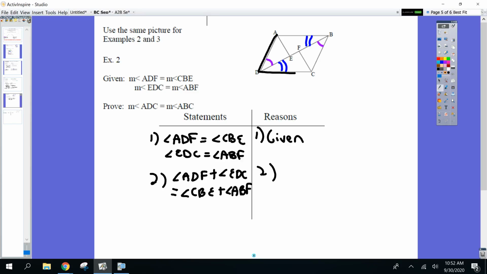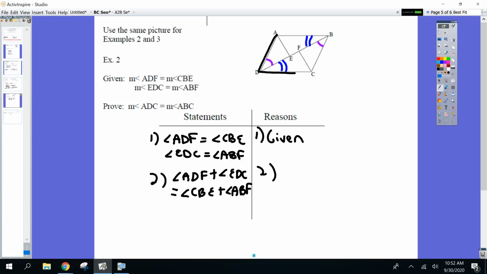Why is it angle CBE as opposed to CBF? Doesn't matter. They're both the same angle, Sophia. I don't care how you name it. You could go CBF, CBE, CBD. All the same angle. All right?